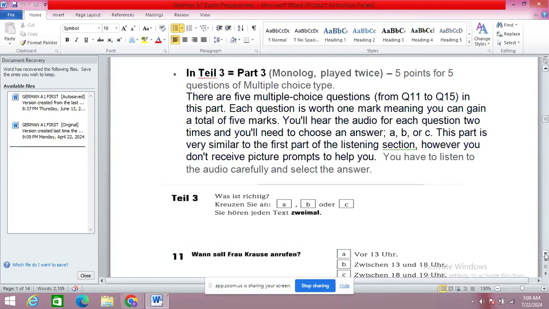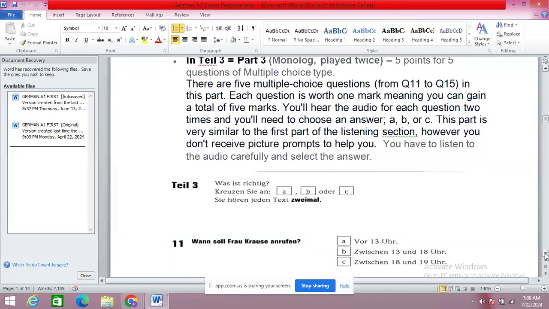Here also, there will be a small conversation between two people, or sometimes in a group of people. There might be some exchange of information happening in this section. One difference is that in Teil Eins we will be getting some images, but in Teil Drei, in question number 3, there is no image. There will be simply a question and 3 options are given to us.